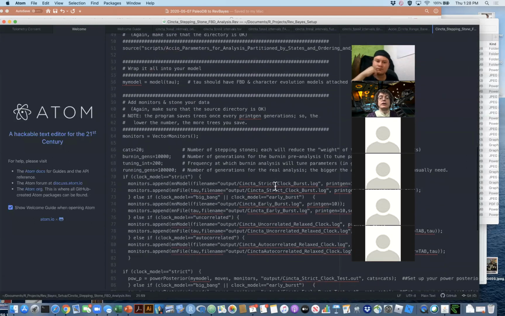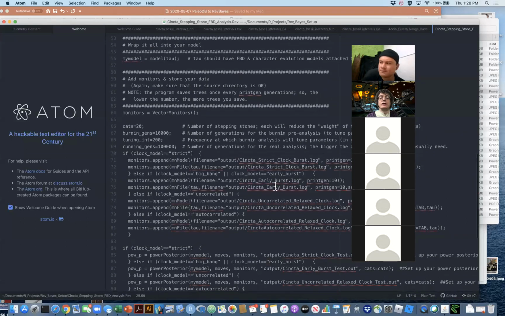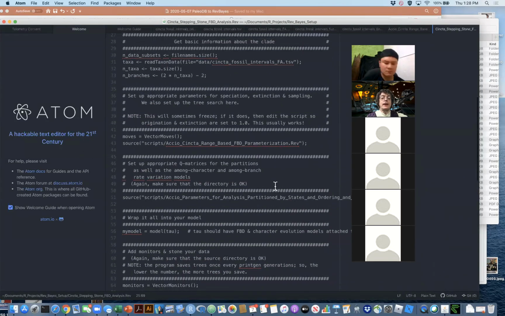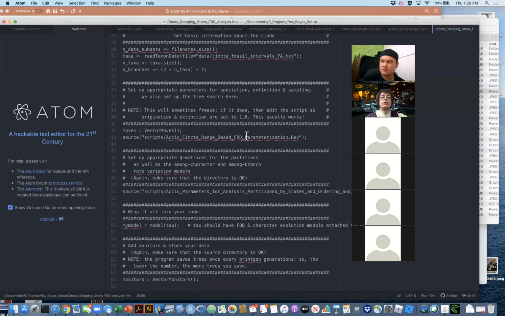And where that'll be important is down here, because what I've set it up for you to do is just to get these things executed, and it'll do a slightly different execution depending on what clock model you've requested. And it will then go through, and it's going to start the MC.